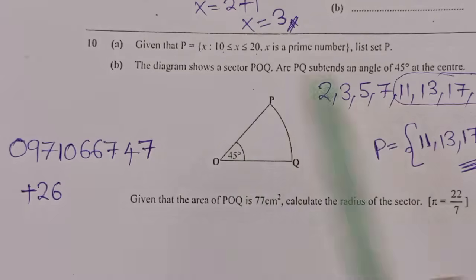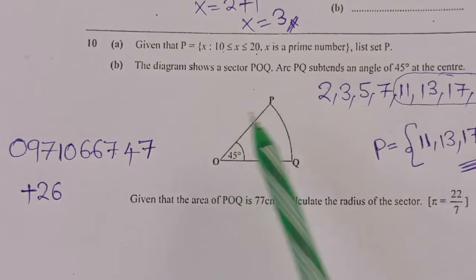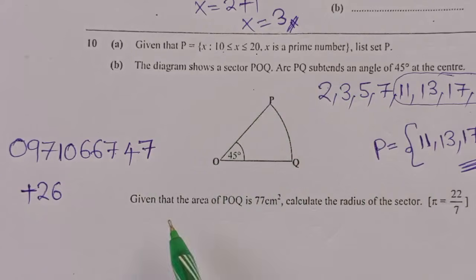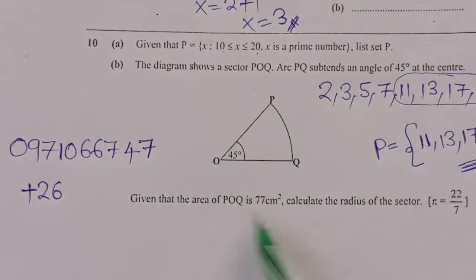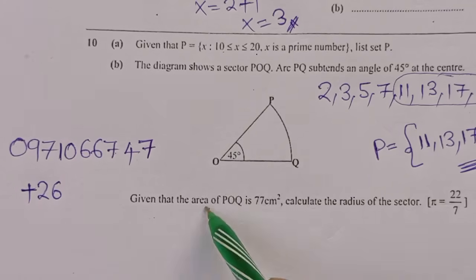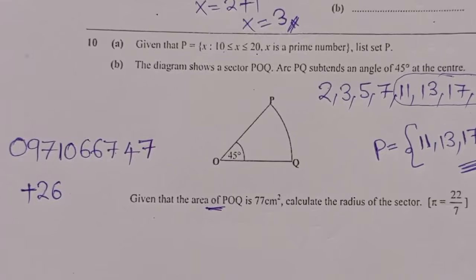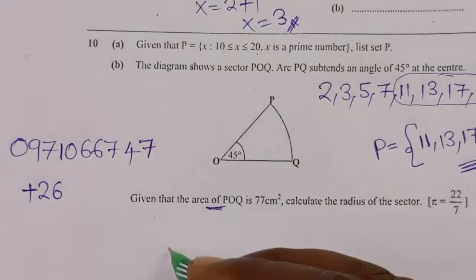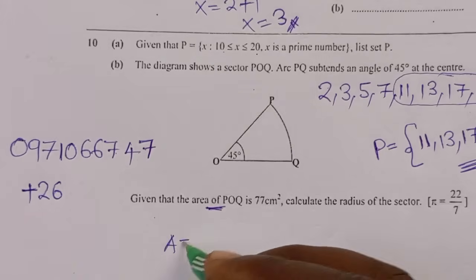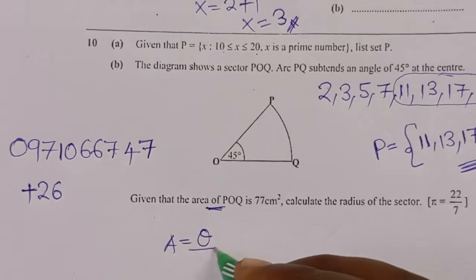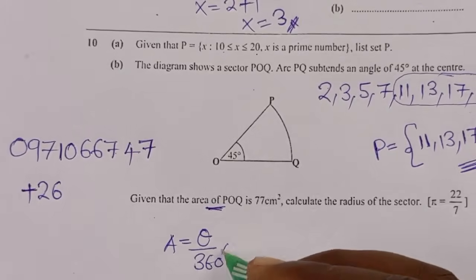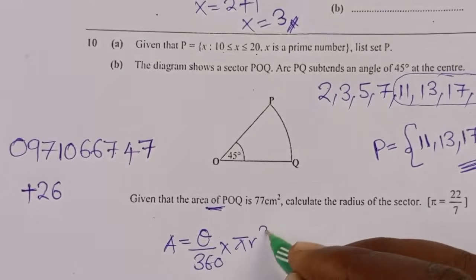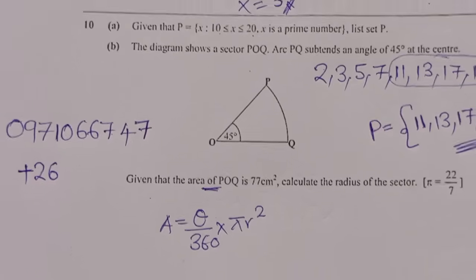Let us now go to B. The diagram, to cut the long story short, is a sector. We are told that, given this area, we must calculate the radius of the sector. So we need to know the area of a sector. Which formula do we use? Area is equal to theta over 360 times pi r squared. This is the formula.